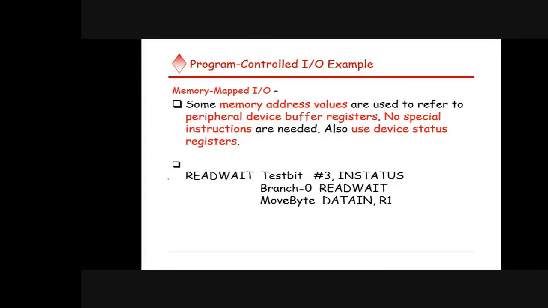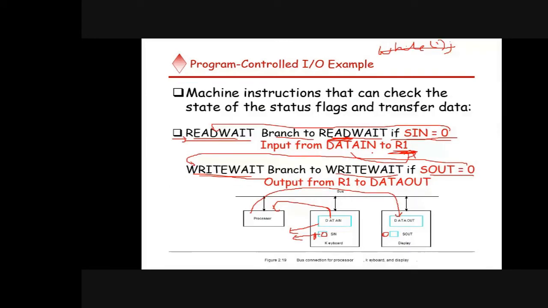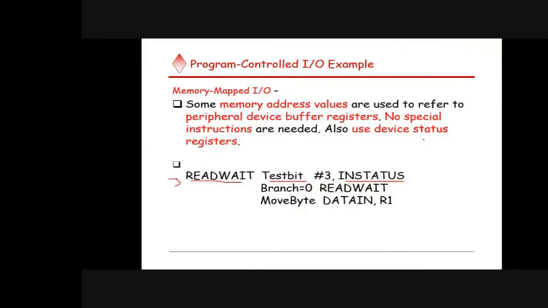This is also the same set of statements written in some other way. You can read wait, test bit. It is a status bit, instead of checking the SIN value. You will have an input status register. It's the third bit which will be deciding the SIN. It's not required, but it is there in the syllabus textbook, so I just included it. So SIN is the third bit in the status register.